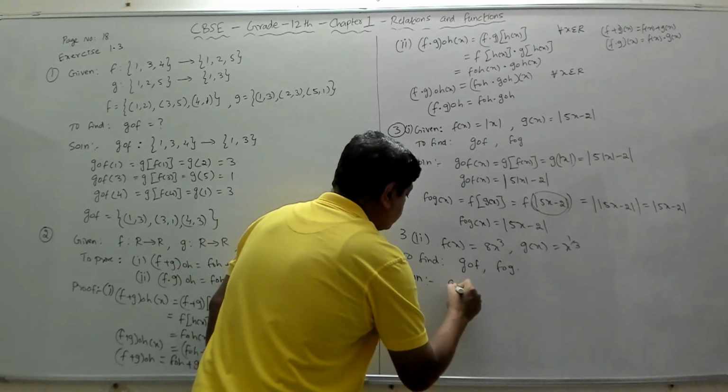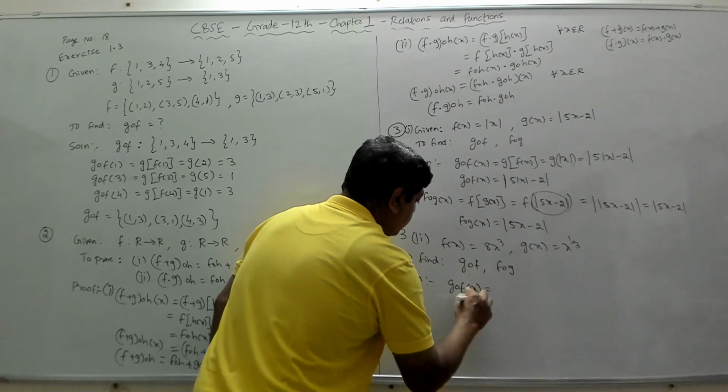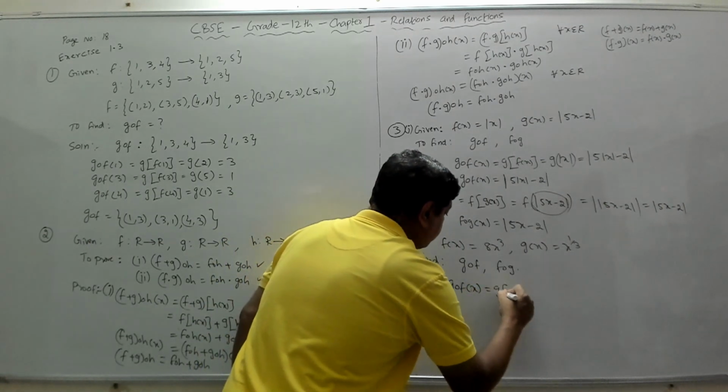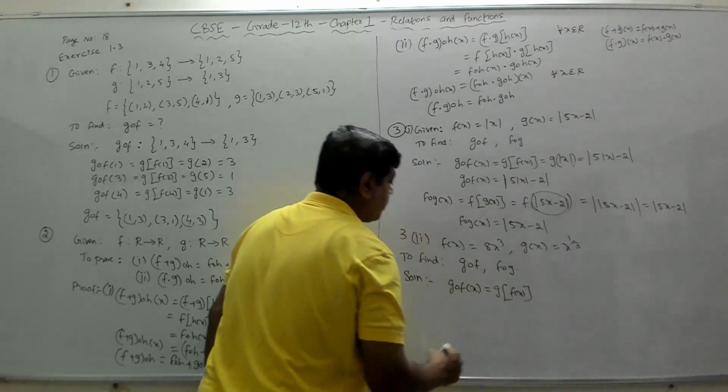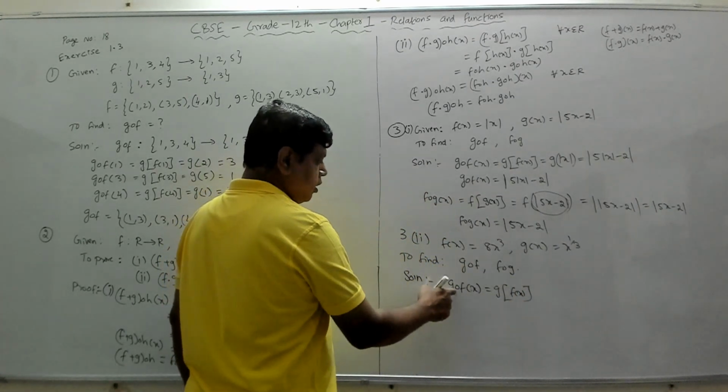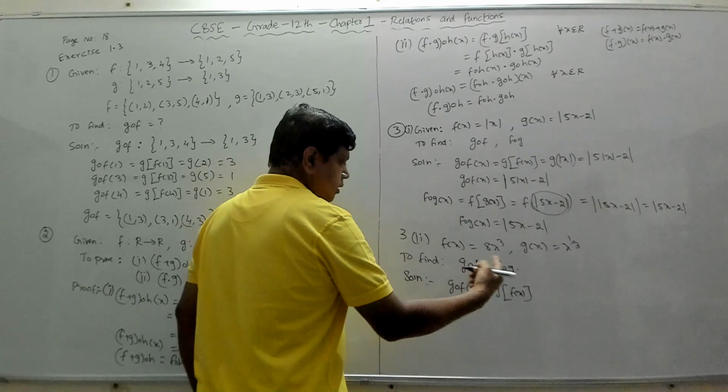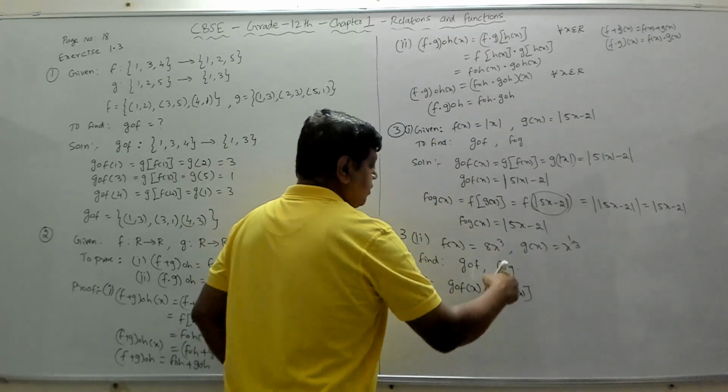What is g of f? g of f means g of f of x. If you want to find this function, you have to operate that function on an element. Only then can we use the definition of f of x and g of x and find that.